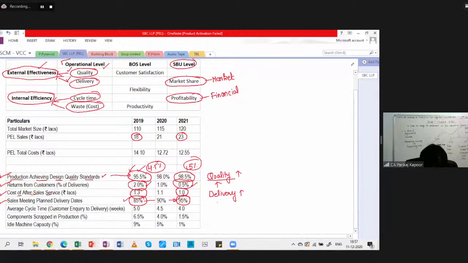Good. Delivery improved. Awareness increased in the customer. Raviteja, well done. Brilliant explanation. Good. So delivery improves here, friends.